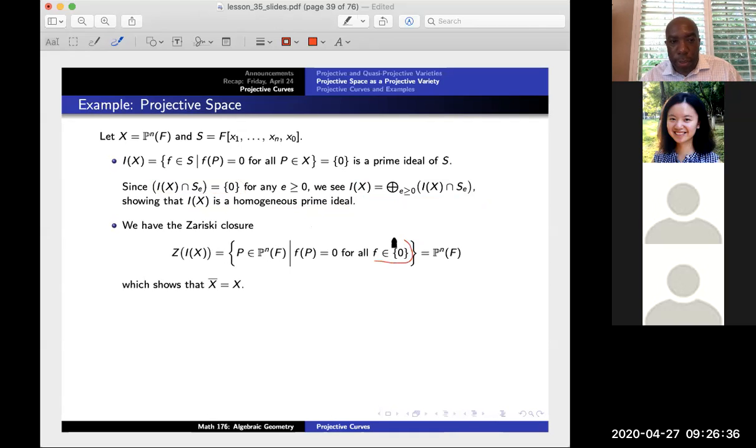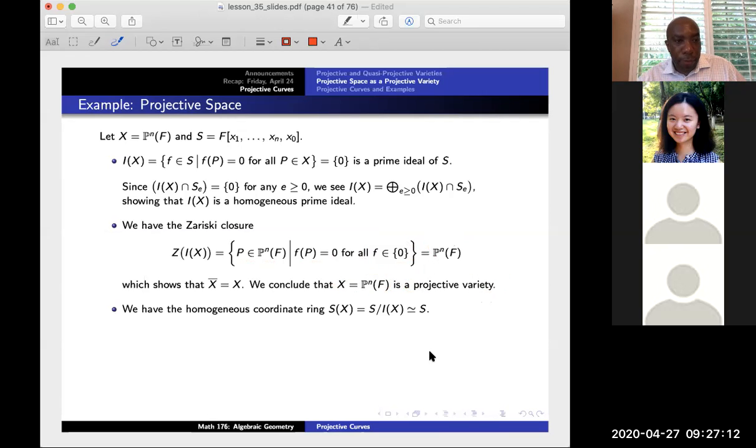So let me ask now, what is the set of points that vanish everywhere for this polynomial? Well, if F is an element of the 0 ideal, F is the 0 polynomial, and so it vanishes at all points. So the Zariski closure is just X again. Right, so it's not too surprising here. But now I'll put these both together to realize that projective space is a projective variety. Right, so that shouldn't be too surprising, it makes sense.